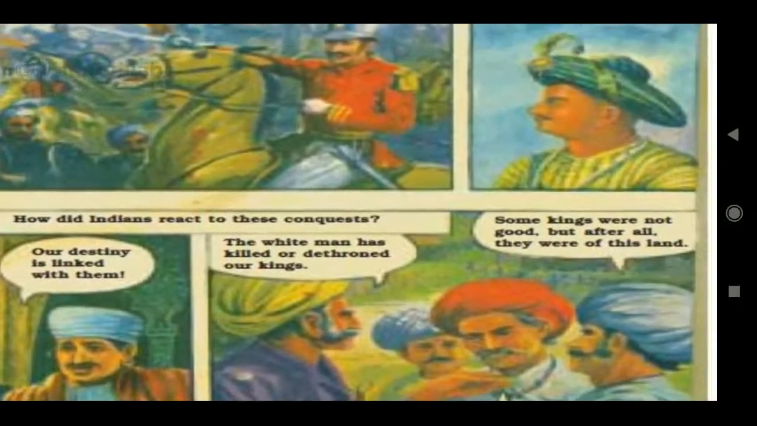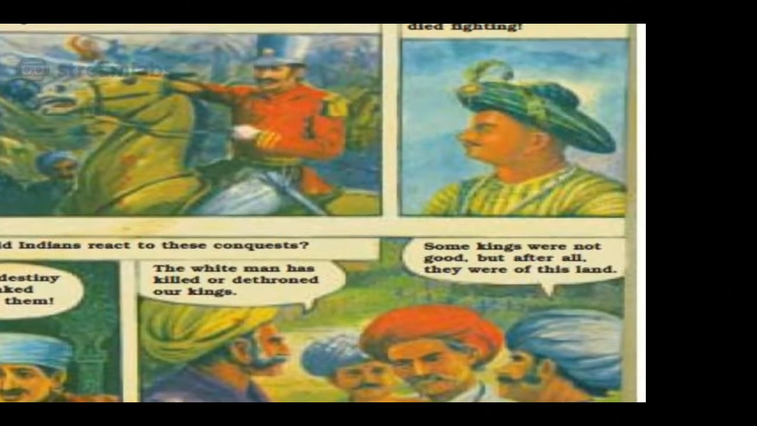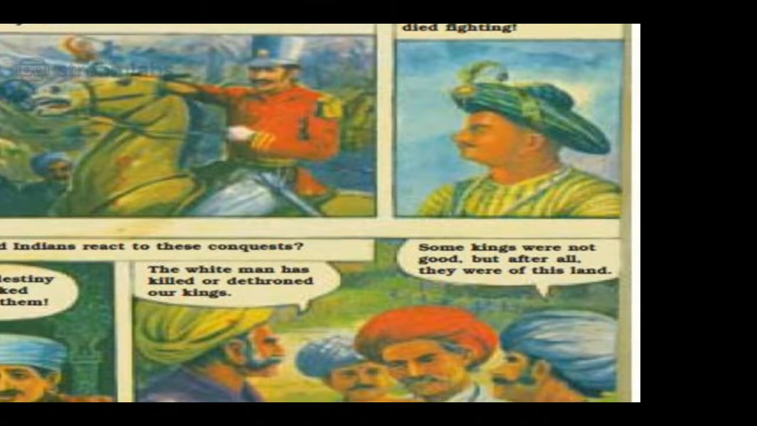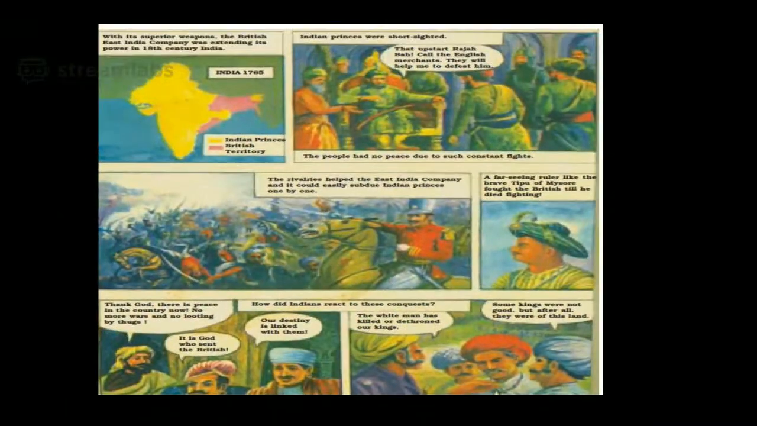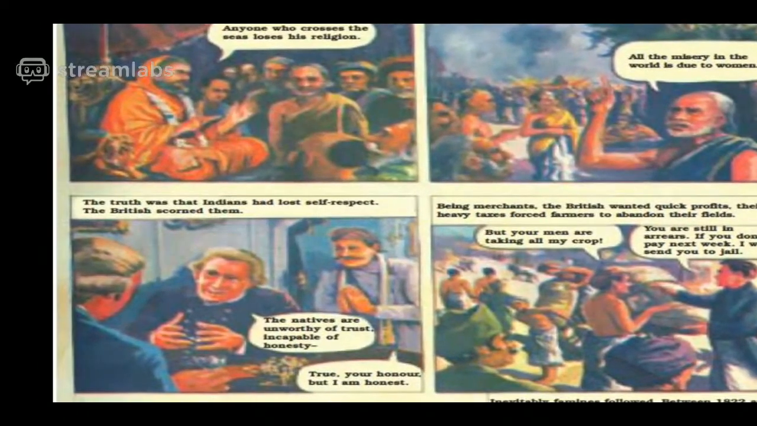Okay, then slowly they began to have doubts. The white man has killed or dethroned our kings. Some kings are not good, but after all, they were of this land. So now slowly they began to understand, or they began to think whether it was the right thing that they were taking help of the British.